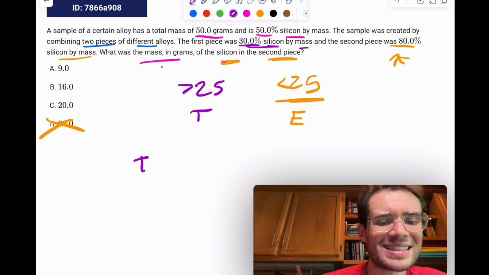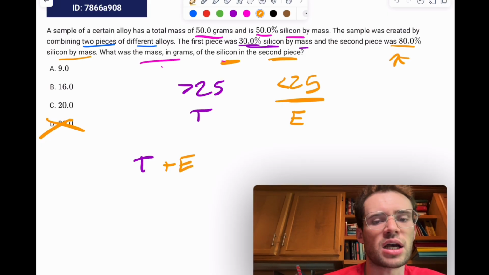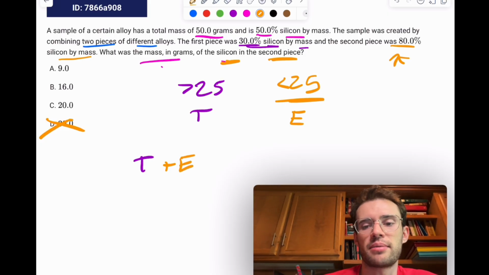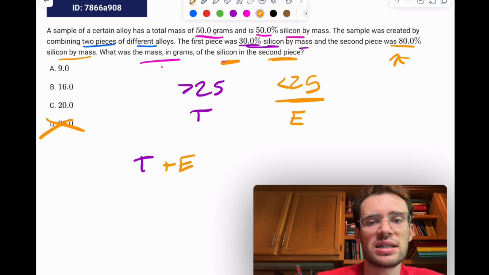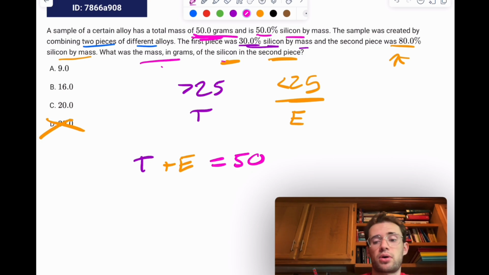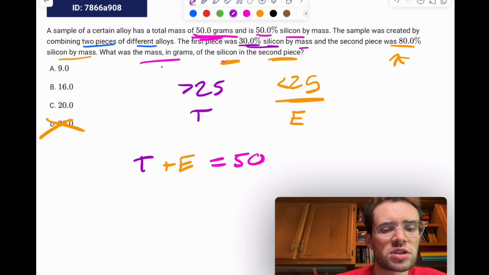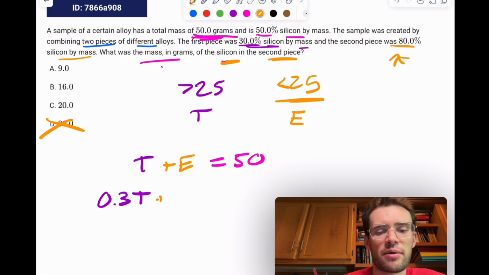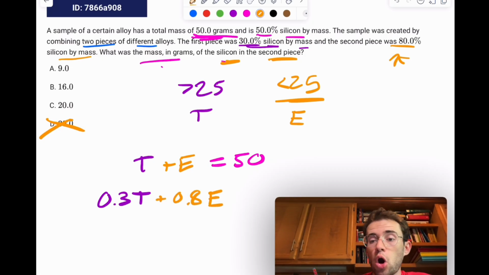So we know that T plus E, if those are the number of grams of the 30% silicon by mass and the number of grams of the 80% by mass that were combined, they have to add up to this total mass of 50 grams. Law of conservation of matter, it can't be going up or going down when you combine those two things. All right, so T plus E equals 50. Now, if you multiply T by 0.3, so 0.3 T, and you add that with 0.8 E, that'd be the total mass of silicon, because we've got the mass of this times what percent of that, 30%, which is 0.3, is silicon, and then this is the mass of that. So we know that that is going to be the total mass of silicon.